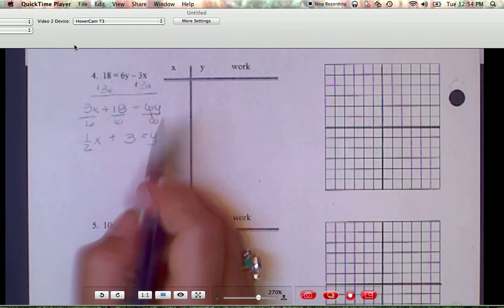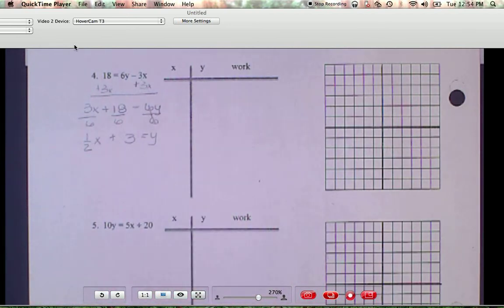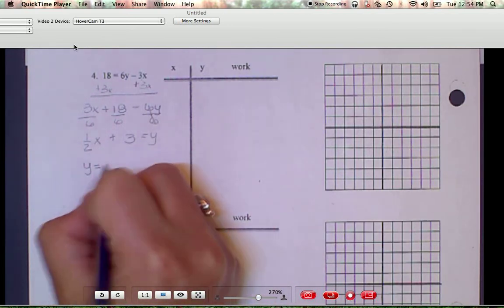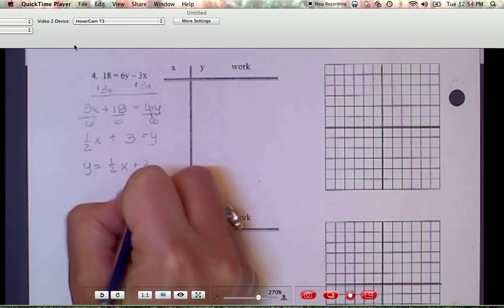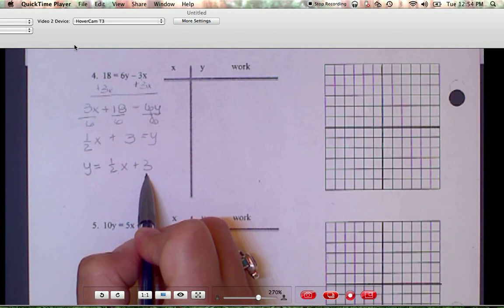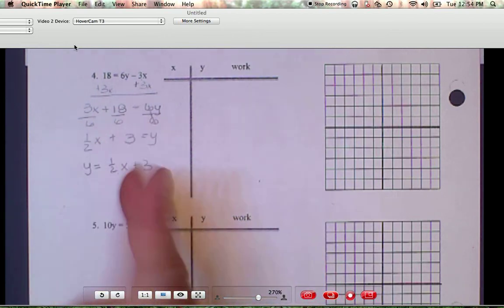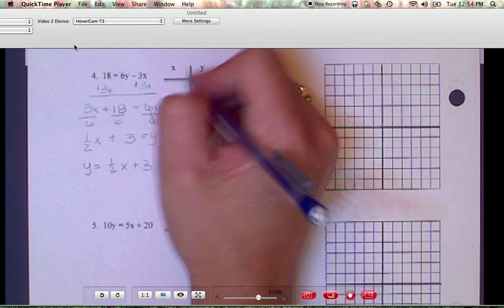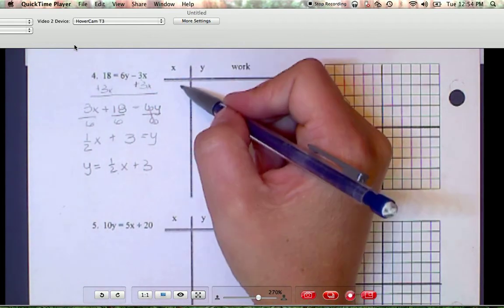Now, since y is on the right side, we want to flip it all the way over so it's on the left side. Y equals 1/2 x plus 3. We still want the x to come first and the constant to come second. So we flip it so the y is over here. Okay. Now here is where your domain is going to be different.